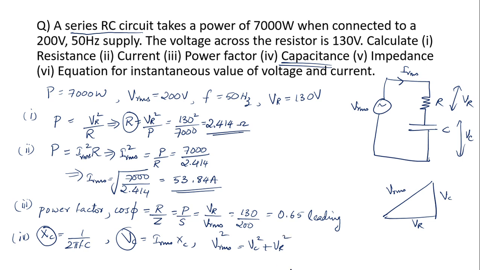If you are working backwards, first and foremost you have to find out VC. Once you find out VC, you can find out XC from the voltage drop equation. Then once you find out XC, you can find out the value of the capacitance. So first, using the equation we got from the voltage triangle, VRMS square is equal to VR square plus VC square. From this you get VC is equal to the root of VRMS square minus VR square.